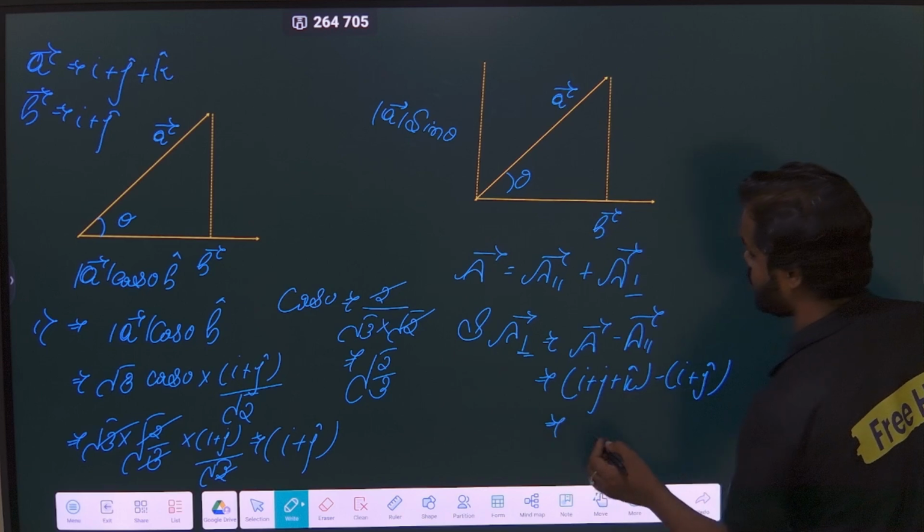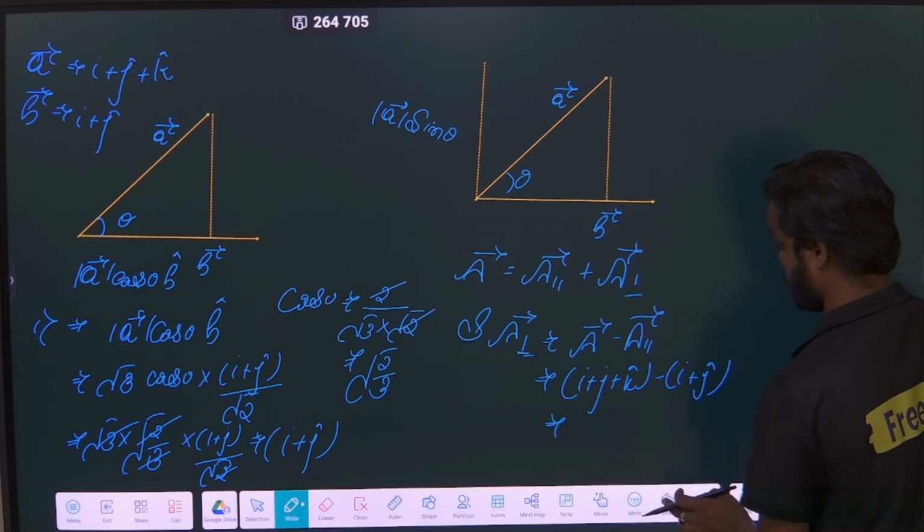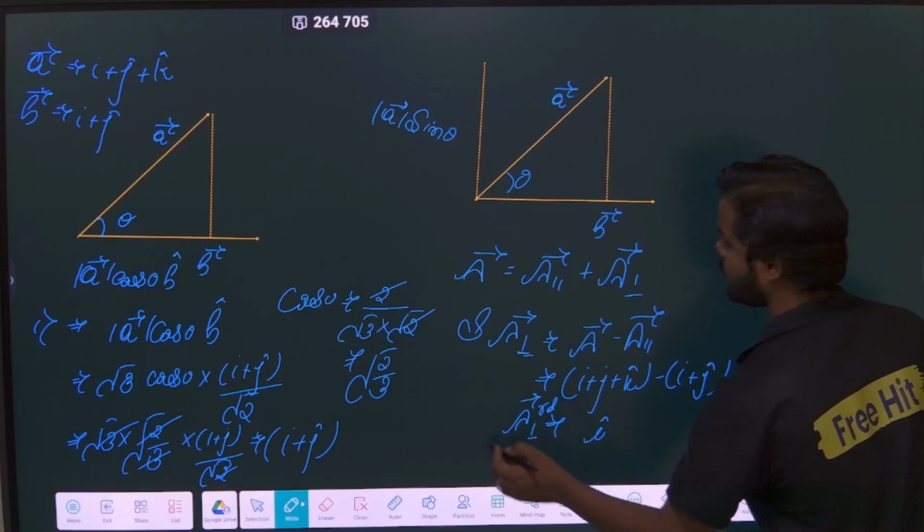So what is my final answer? My perpendicular component will be this, correct? And this is my second answer.